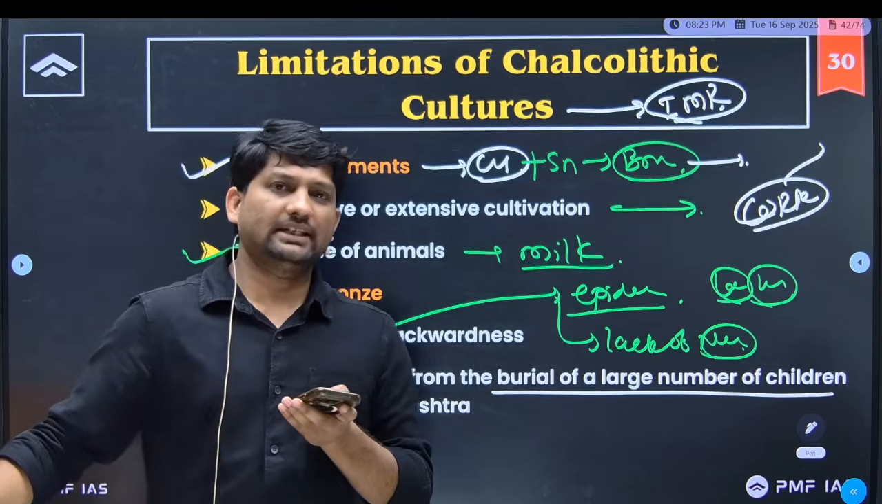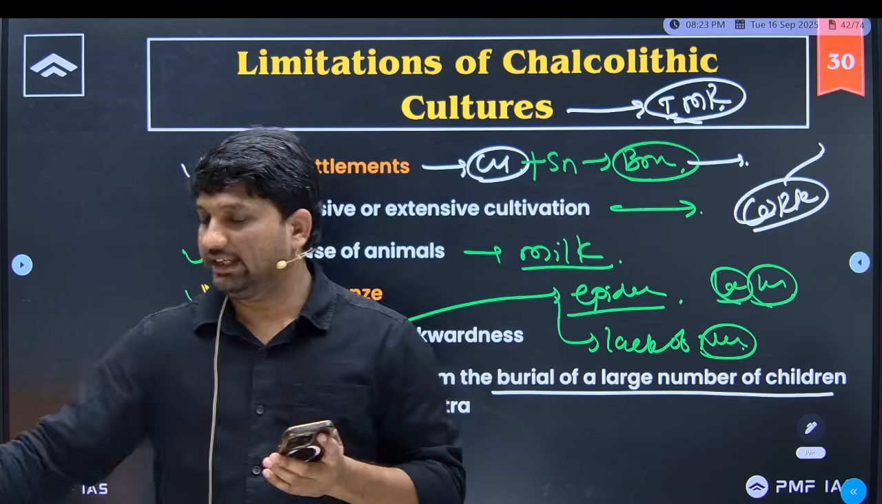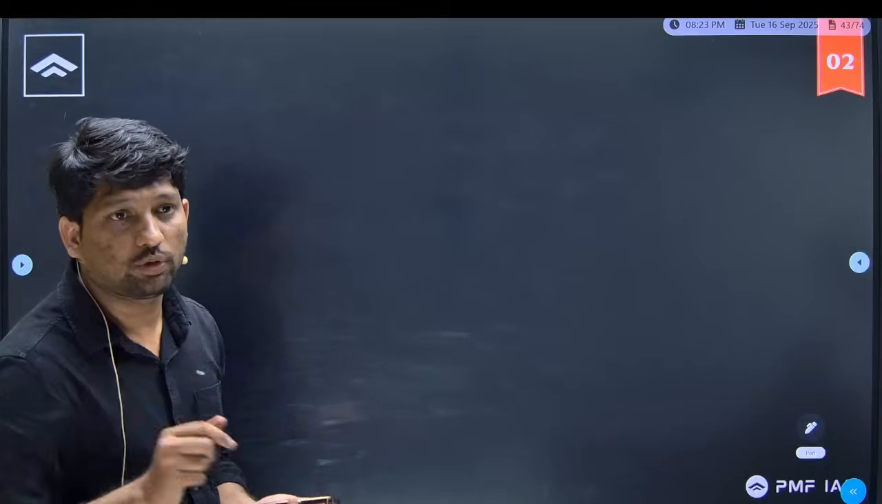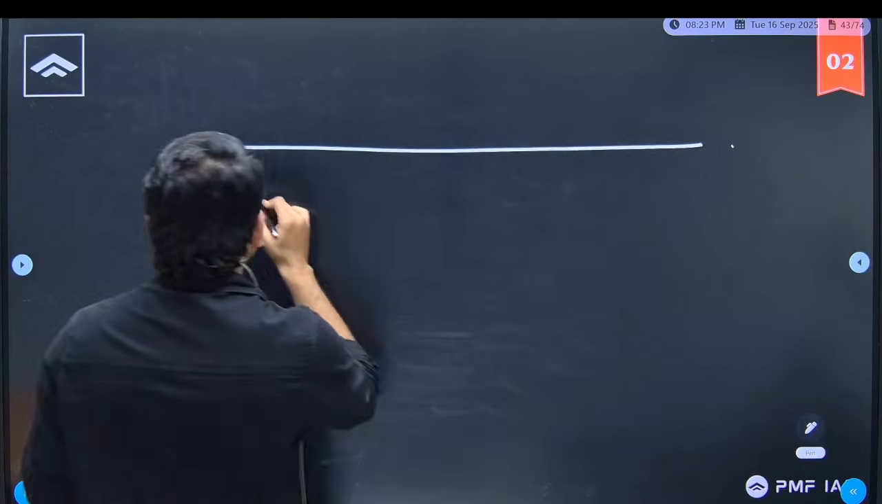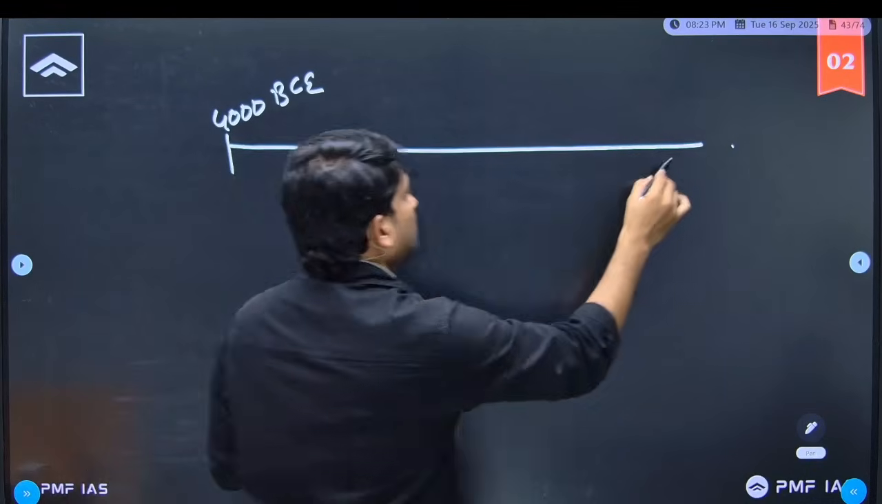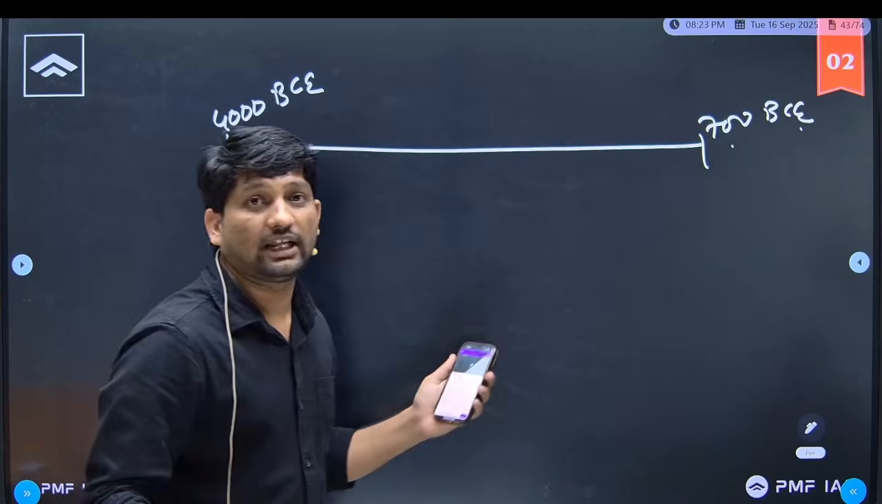No, no, Harappa is not a Chalcolithic. It is a Bronze Age site. See, only the time is the same. That doesn't mean all the sites belong to the Chalcolithic culture. Chalcolithic culture is from 4000 BC to 700 BC. That doesn't mean all the sites during this time period were Chalcolithic.